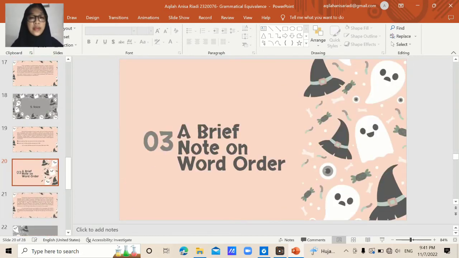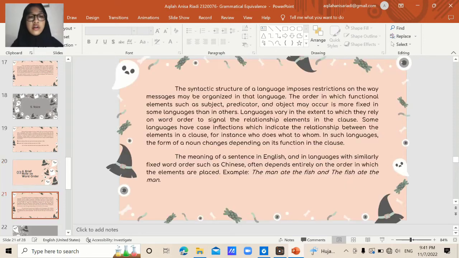Third, a brief note on word order. The syntactic structure of a language imposes restrictions on the way messages may be organized in that language. The order in which functional elements such as subject, predicator, and object may occur is more fixed in some languages than in others.